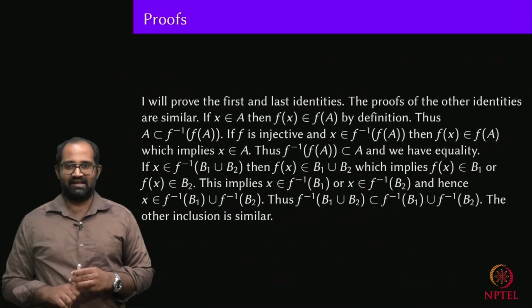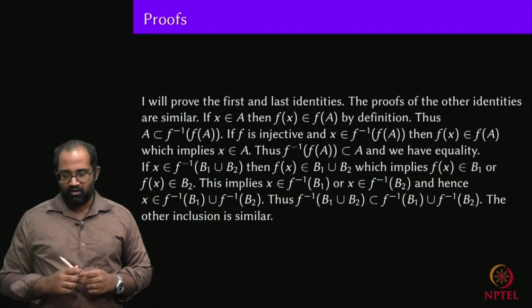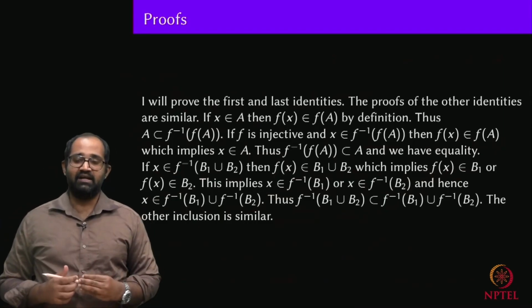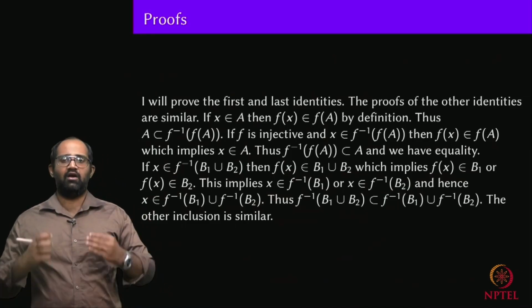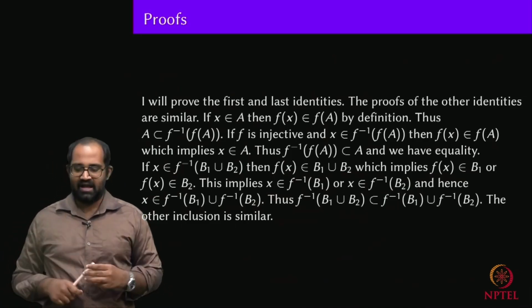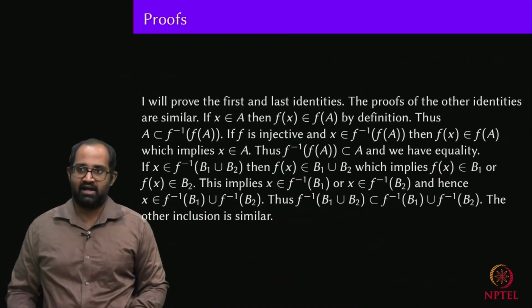The other inclusion is exactly similar. You can just work it out. It is just going to take you a minute or two. So, I have proved two identities. Please work out the others. It is very good practice, and it will also make the identity stick in your memory, so that you can use it whenever the opportunity arises.